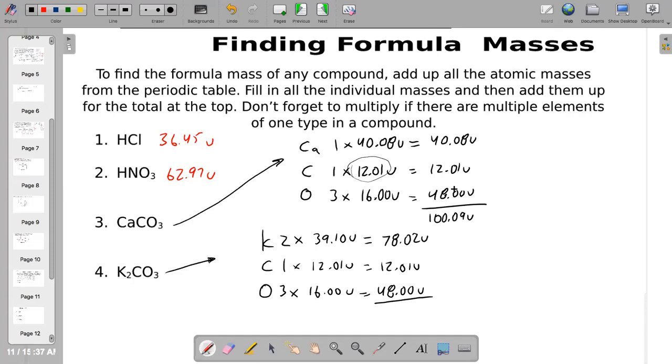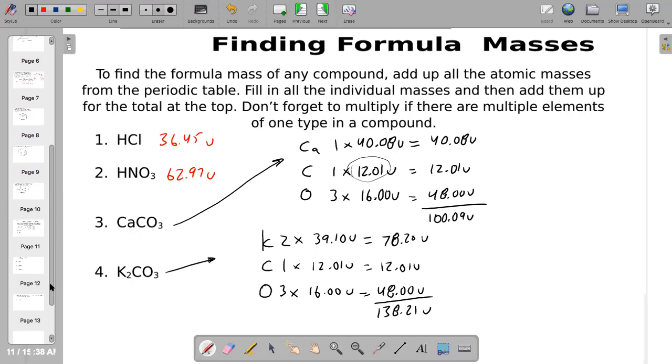Let's see, K2, 39.1 times 2. Oh, 78.20, not 02. There we go. 78.2 and 12.01 and 48. Yeah, somewhere around 138.21, somewhere around there. So that's kind of all you have to do. You have to dig around on the periodic table and find them. Some of the masses you just get to know and memorize as time goes on. You don't have to memorize masses, of course, but have your periodic table handy.